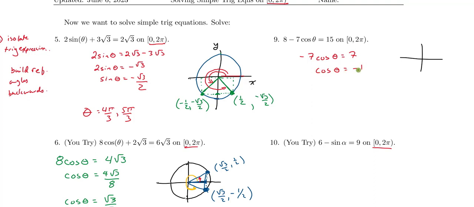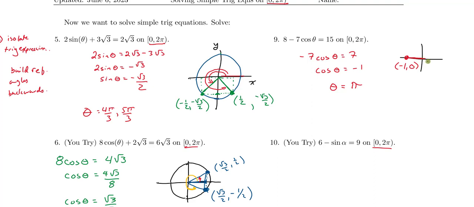If this is cosine, we correspond that with x. So we want our x coordinate to be here at -1. What's our y coordinate there? It's 0. And what angle is that? That is the angle theta is equal to pi.